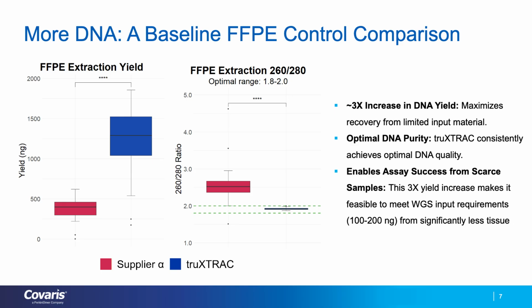When we look at our DNA purity, we see that TrueExtract consistently achieves optimal 260/280 ratios, while other suppliers fall short. This optimal purity ensures downstream reliability in sequencing and analysis, which translates to better efficiency and consistency overall. Together, high yield and high purity mean fewer sample failures, fewer re-extractions, and fewer sequencing reruns. This data shows our extraction provides exceptional input, and we'll see how that contributes to library performance later.